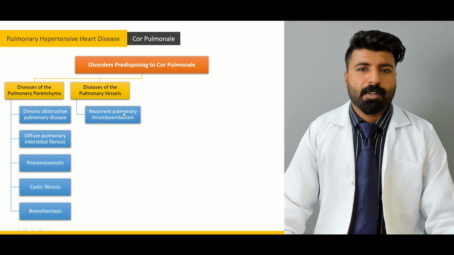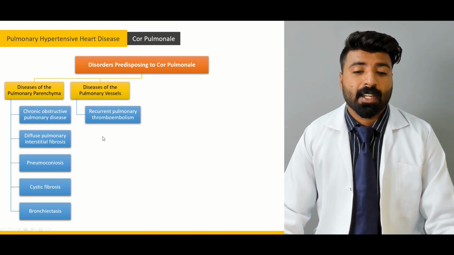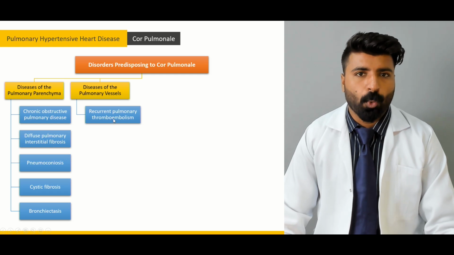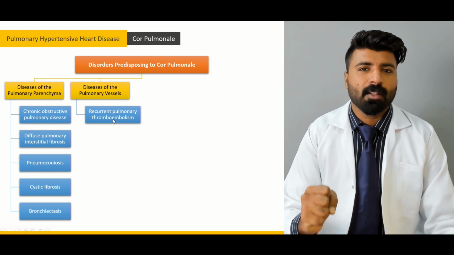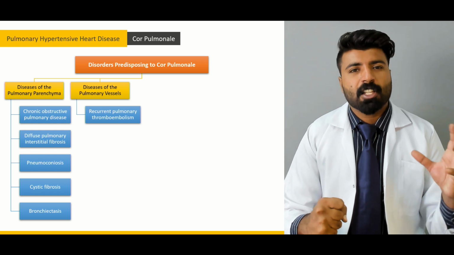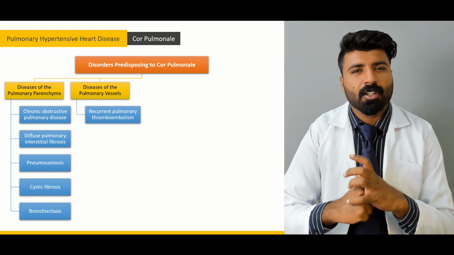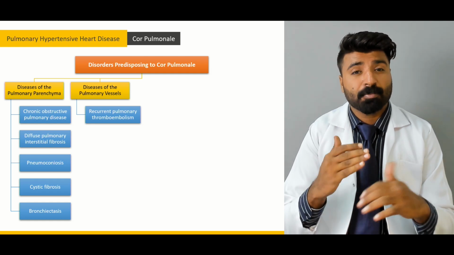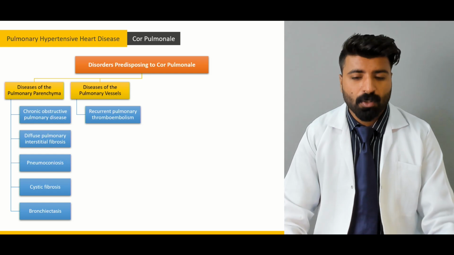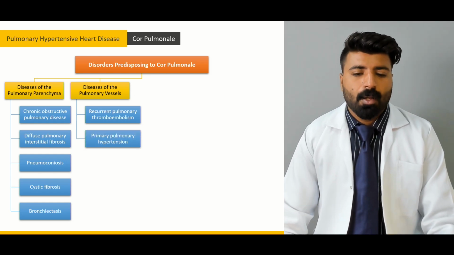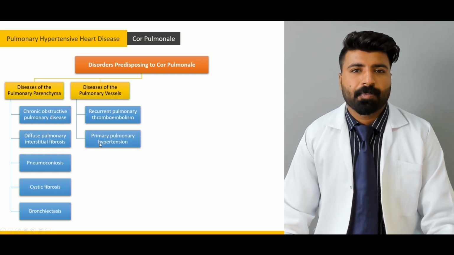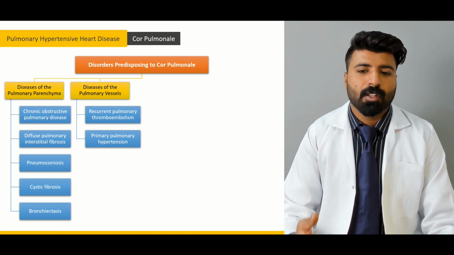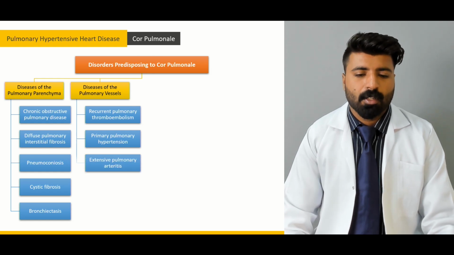Now, pulmonary artery, pulmonary veins, all of them can get thromboembolism. They can get a thrombus or an emboli or both. When they are blocking the vessel, the right ventricle is pushing the blood with more and more pressure. The right ventricle is hypertrophying, and this in turn will lead to systemic pulmonary hypertension, and that in turn will lead to cor pulmonale. Primary pulmonary hypertension. We'll know that pulmonary hypertension will lead to cor pulmonale.